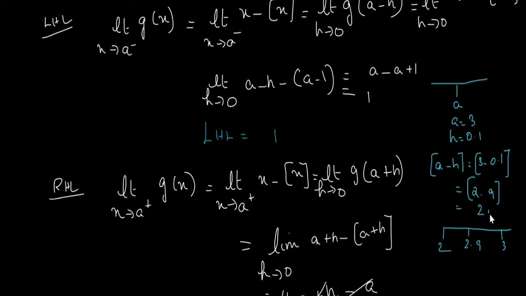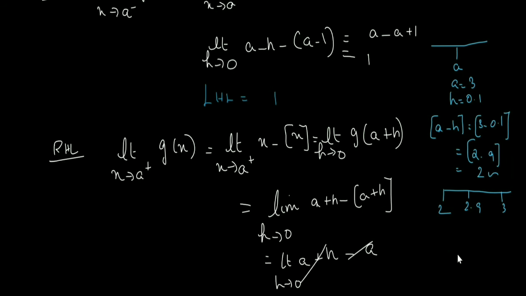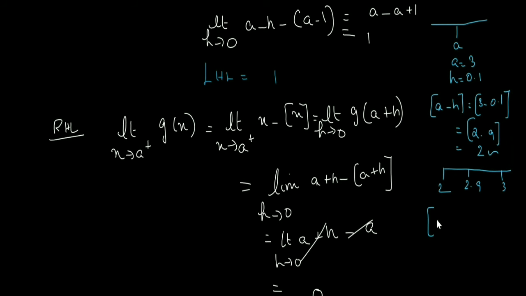So this 2 is nothing but 3 minus 1, isn't it? This 2 is 3 minus 1. So I can write the greatest integer of a minus h as a minus 1. See, for a minus h, I got the answer 2, and this 2 is nothing but 3 minus 1. So that means it is nothing but a minus 1.